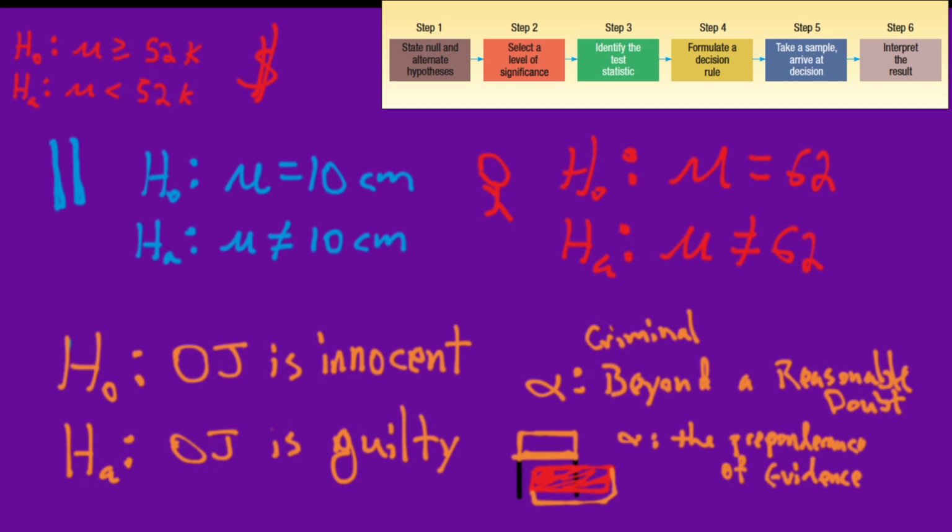Okay, so let's set OJ aside for now, but hopefully that gives you a frame of reference as to what we're talking about in terms of level of significance. So really we're setting the bar of how much evidence we need. Now, what's going to be more familiar than legalese terms like preponderance of evidence is the percentages that we're going to talk about here.